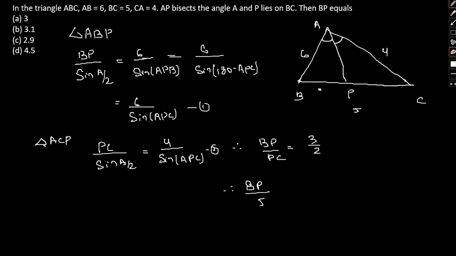Therefore, if we want to find the length of BP, we have 3 by 2 plus 3 into 5, that is BP will be 3, because the ratio is 3 by 2, so this will be 3 and this will be 2. So option A will be our answer.